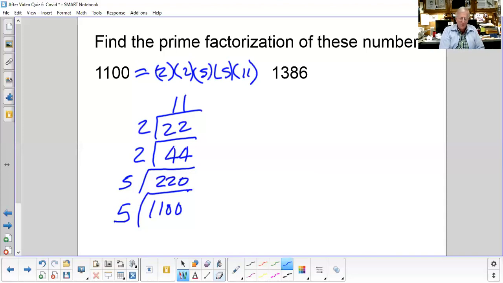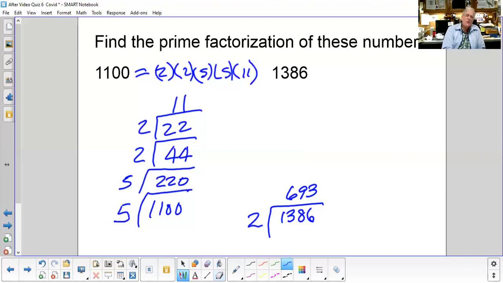And the number 1386 over here, why don't we go through that one also? If we take 1386 and write it down low, can you think of a prime that will go into that? Well, 2 will definitely go into it, right? Because it's even, right? So I take 2, 1386. 1386 divided by 2 is 693.